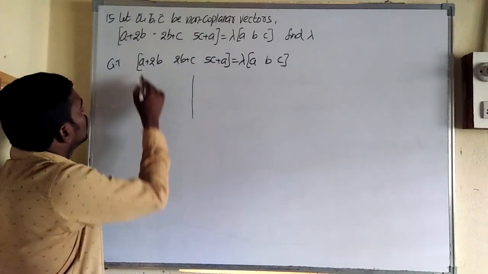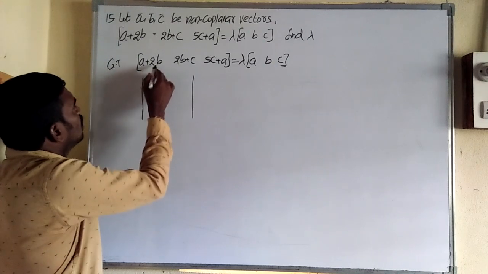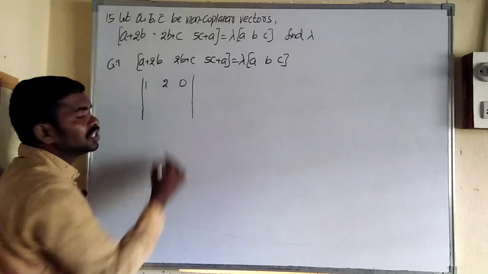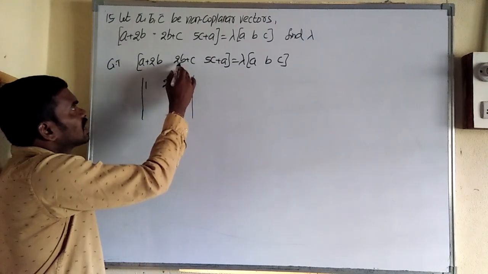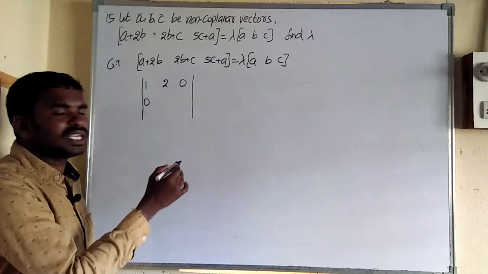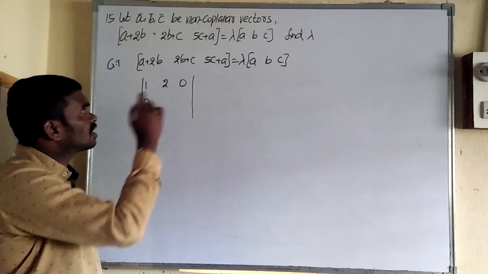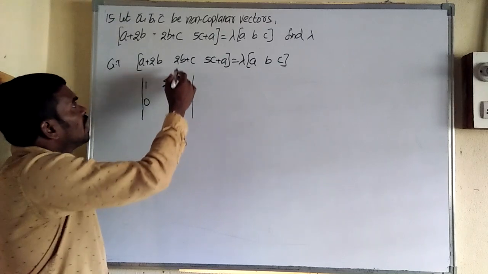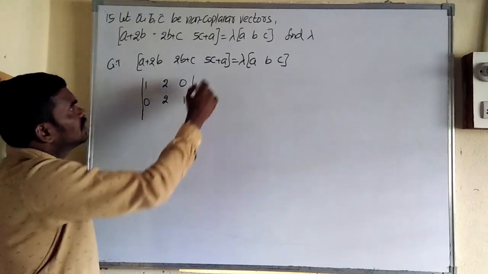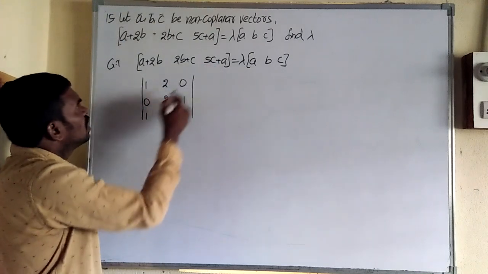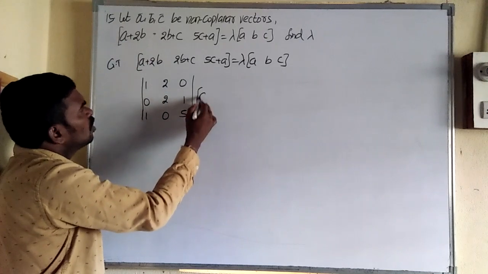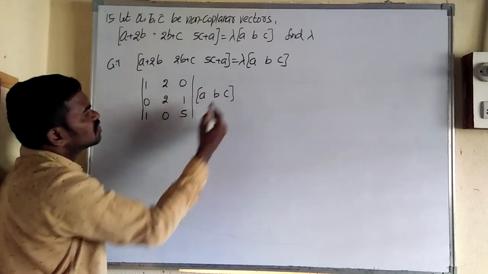Determinant. First vector: A coefficient is 1, B coefficient is 2, and the C coefficient is not available, so write 0. Next, in the second vector the A coefficient is not available, so 0. If it is present, write it; if it is not there, write 0. B coefficient is 2 and C coefficient is 1. Next, in the third vector, A coefficient is 1, B coefficient nothing so 0, and C coefficient is 5. And into box A, B, C, we should write.